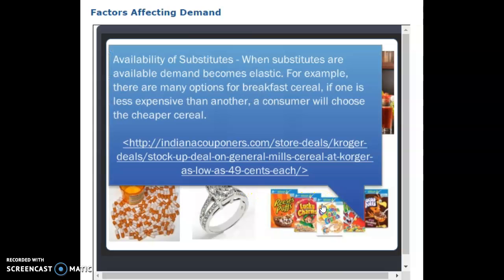Availability of substitutes. When substitutes are available, demand becomes elastic. For example, there are many options for breakfast cereals. If one is less expensive than another, a consumer will choose the cheaper cereal.